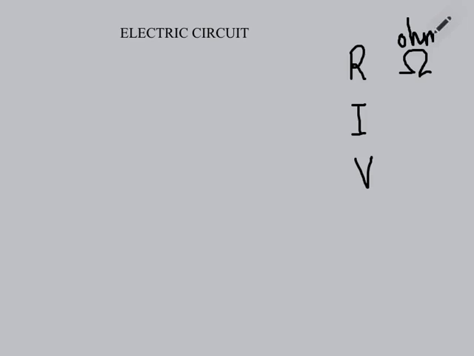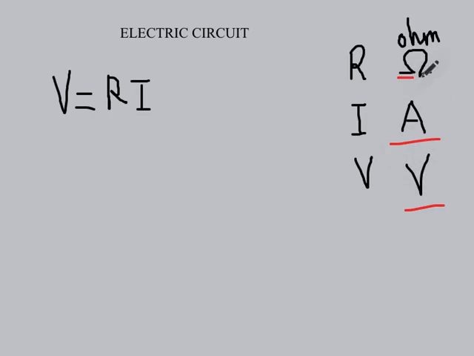I is expressed in amperes, so that's capital A, and V is in volts. So we're going to use a very useful equation called Ohm's law. Ohm's law is V equals R times I. So again, you have to use exactly these units: V, A, and ohms.